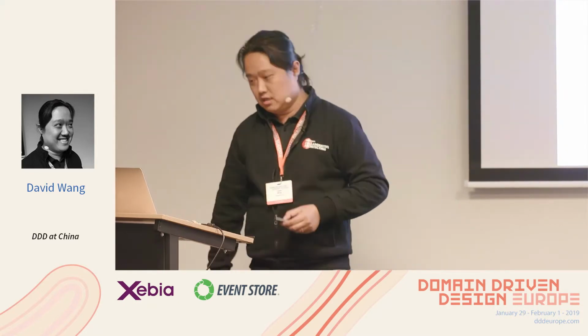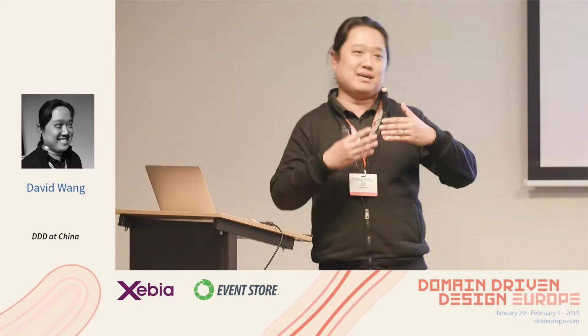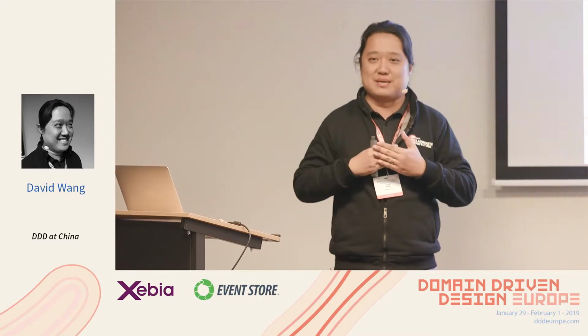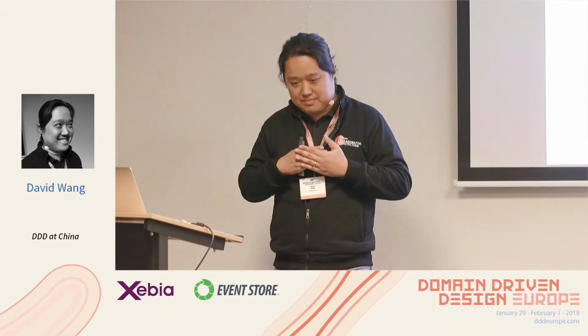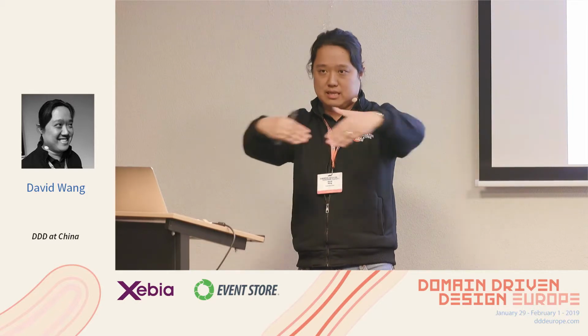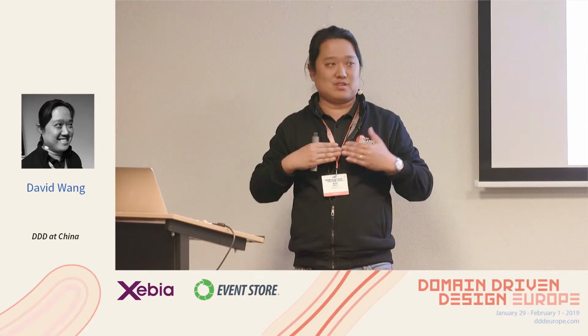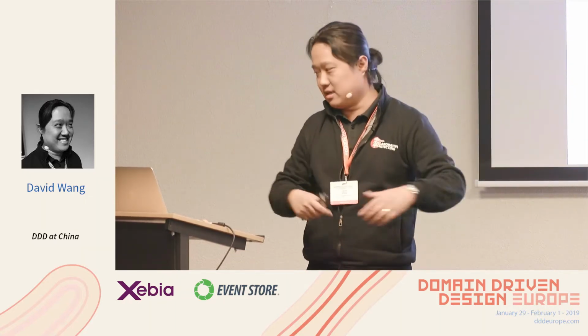After this, Alibaba, the major e-commerce giant in mainland China, published a book introducing their experience of their Zhongtai strategy. Zhongtai is a Chinese word which means the middle end. In English this word does not make much sense, but the idea is that there is a layer in the enterprise systems, the enterprise architecture, between the front end and the back end. This is the middle end, and in Chinese it's pronounced Zhongtai.